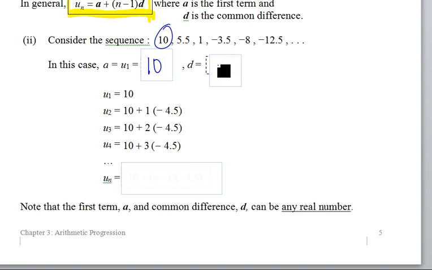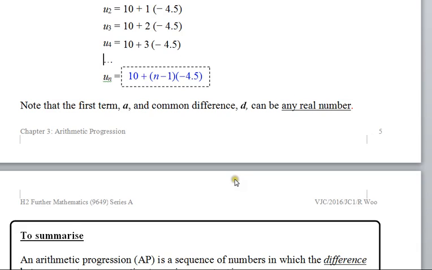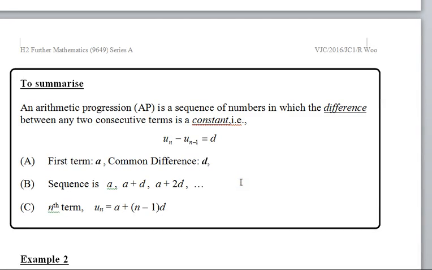Because the common difference. Okay, done. Need me to go through? Calling once, twice, done. Okay? Good. Example 2.